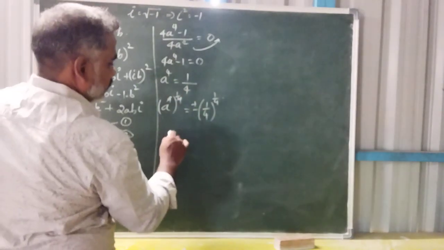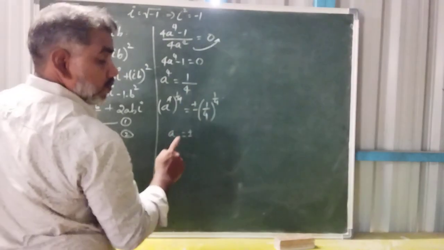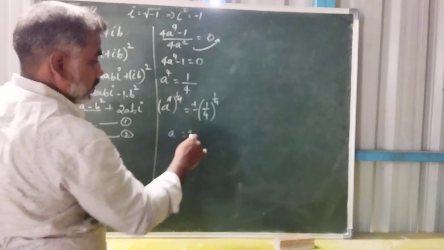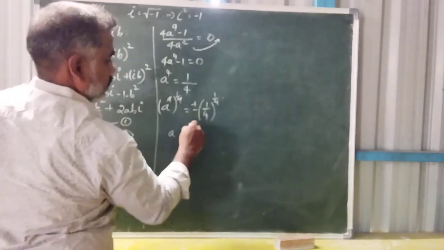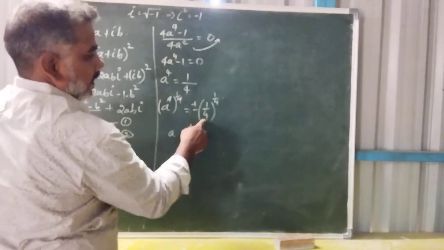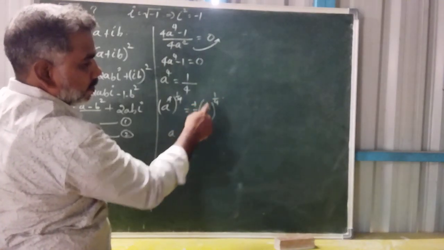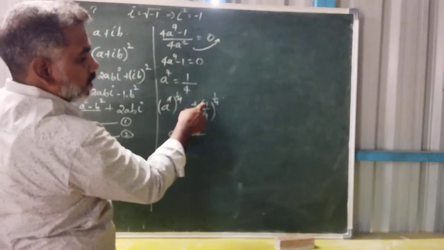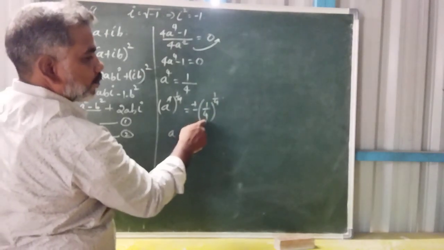So 4 cancels, therefore you get a equals plus or minus 1 power 1 by 4, and 1 power anything is 1, therefore it is 1, divided by 4 power 1 by 4. It is actually what? 4 power 1 by 4. In the 1 by 4, the numerator, 1 power 1 by 4, is 1. How about 4 power 1 by 4?